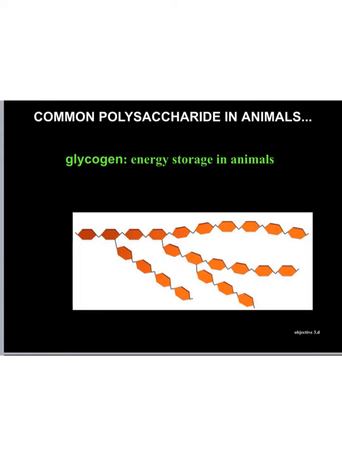The last polysaccharide that I want to talk about is glycogen. So glycogen is an energy storage in animals.